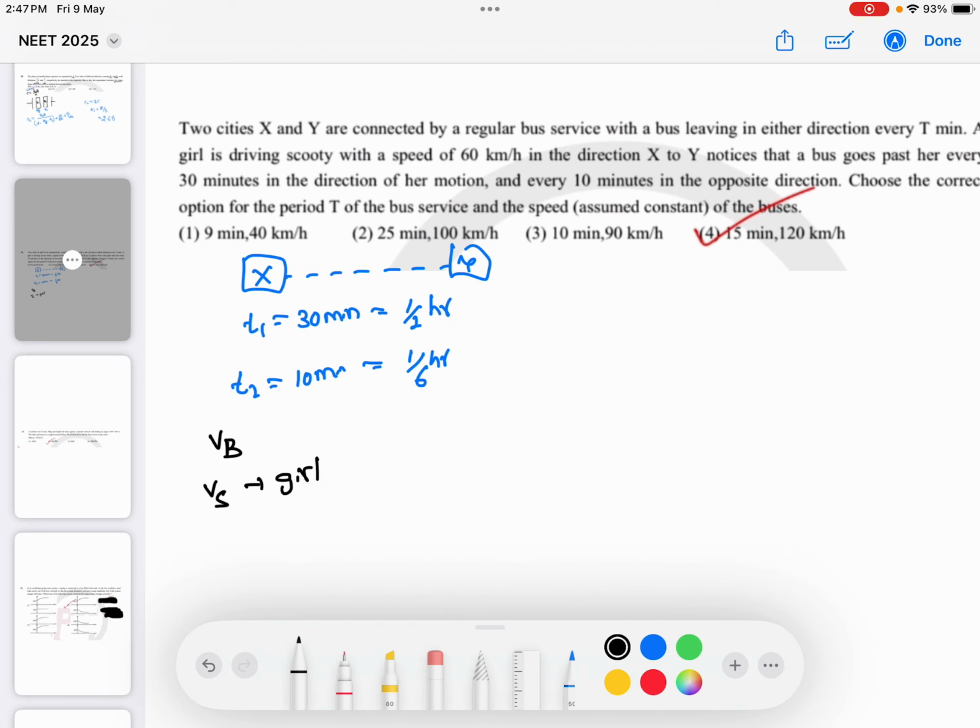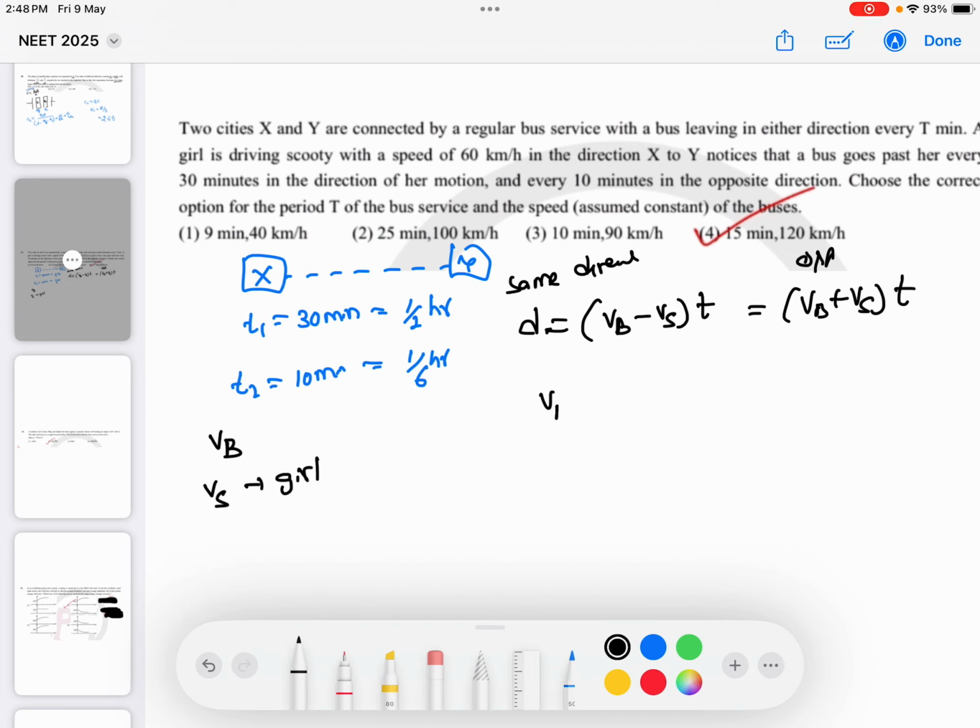So with respect to the same direction, distance D is equal to velocity into time. Velocity is nothing but Vb minus Vs into T, in the same direction. In the opposite direction, the same distance is covered: Vb plus Vs into T.